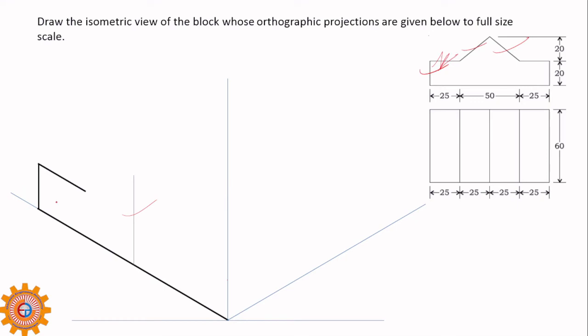Next, the inclined line, because I know the top one. Okay, so how much this height is, here you can calculate 20 and then 20, 20, 20, 40. So instead of drawing this line, you have to draw this line so that you can join easily.